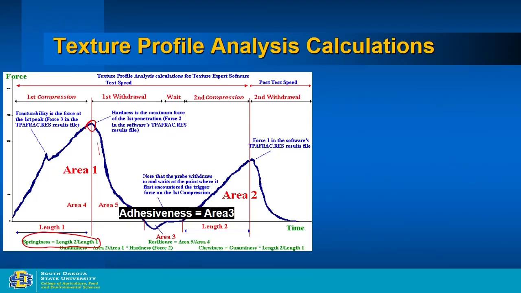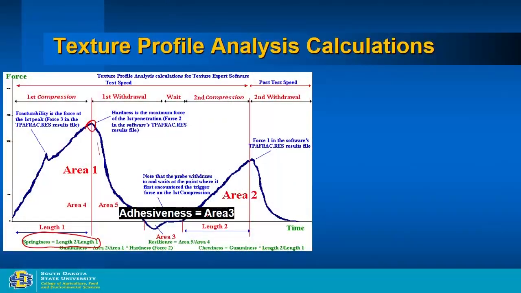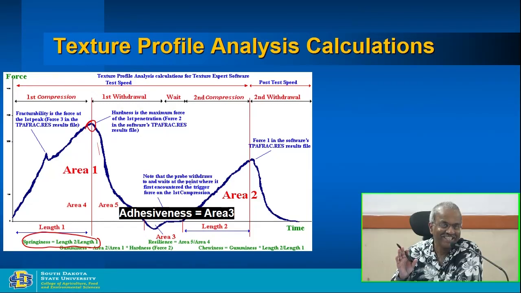Why deformation 2 by deformation 1? Primarily because that's the only way you can have a maximum of 100%. If you do length 1 by length 2, definitely you will get more than 1, no matter what you try to do. Right?